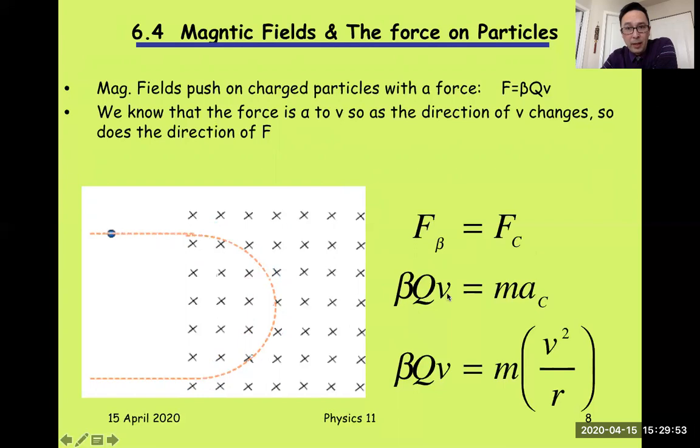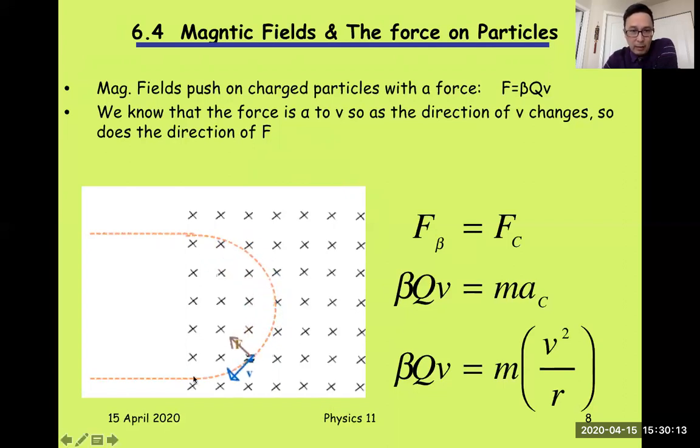Replace that with BQV and replace Fc with MAc. Ac then gets replaced with V squared over R, and we have this equation. BQV is equal to M times V squared over R. I could calculate any of the values here based on this situation. Because look, it enters into a circular path.